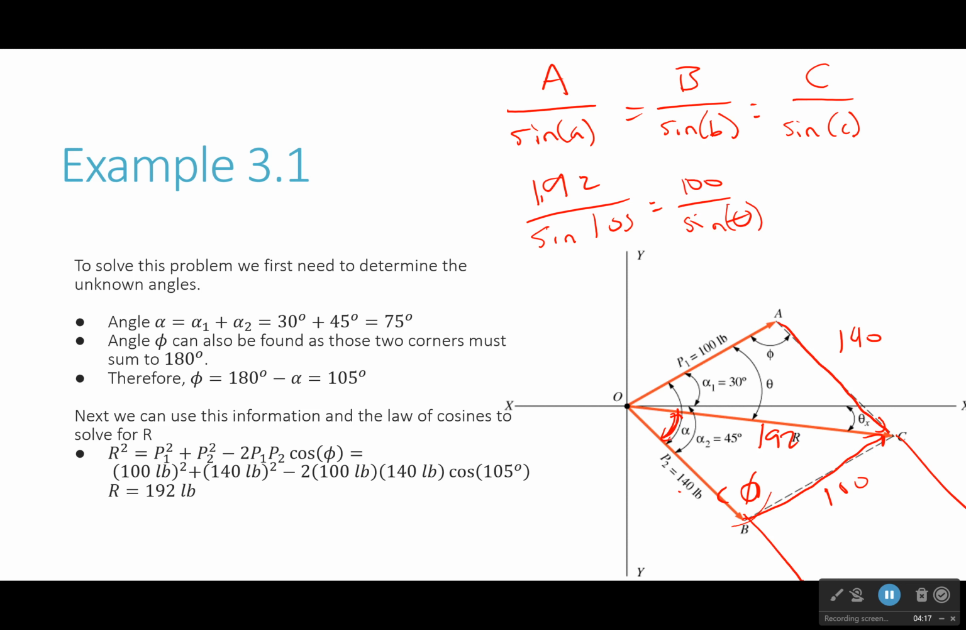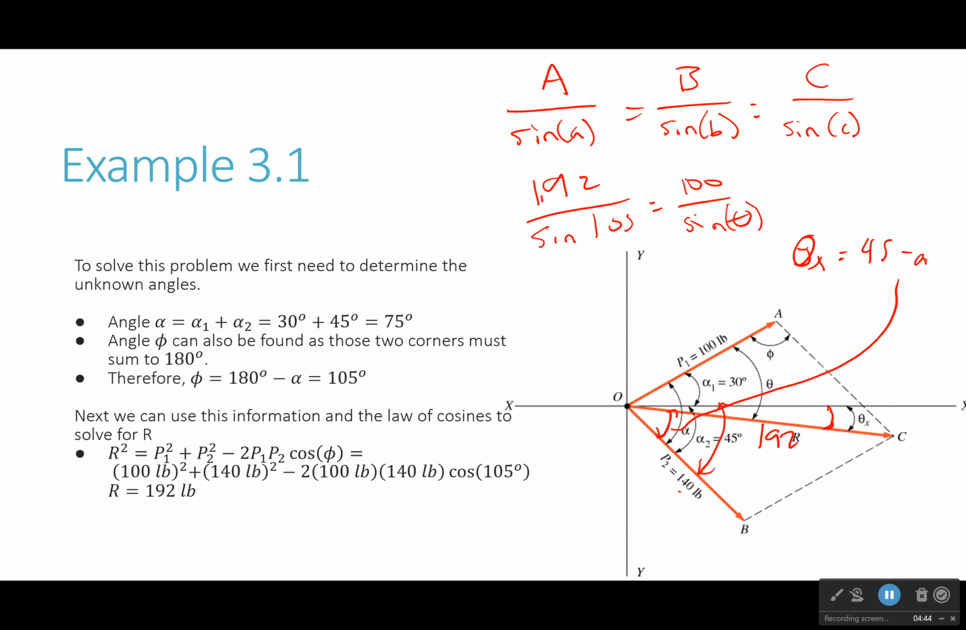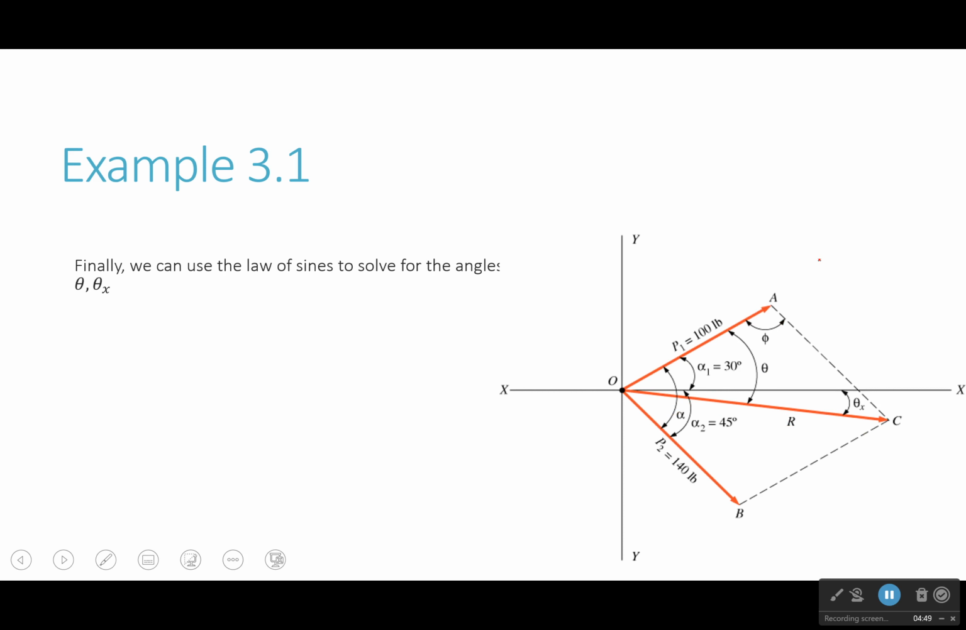If you're wondering why I'm asking for this particular angle theta, it's because I know the length of this vector. What I don't know, however, is its angle to the x-axis. But if I know that this is 45 degrees right here, then I can say that theta x is equal to 45 minus whatever this interior angle is. And so if I can subtract that off, I'll have theta x. So let's see if I did it right.